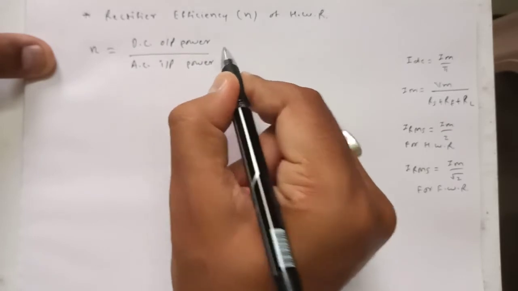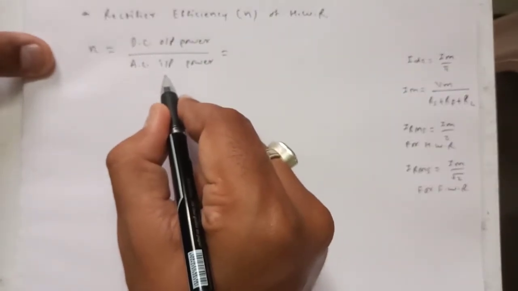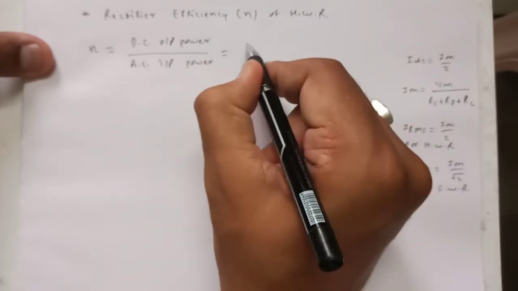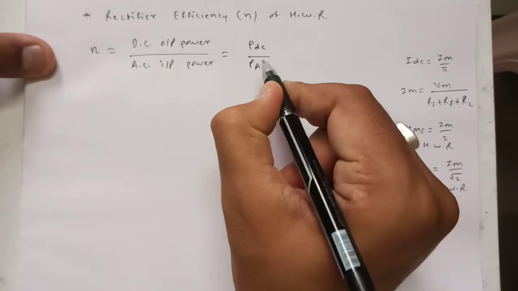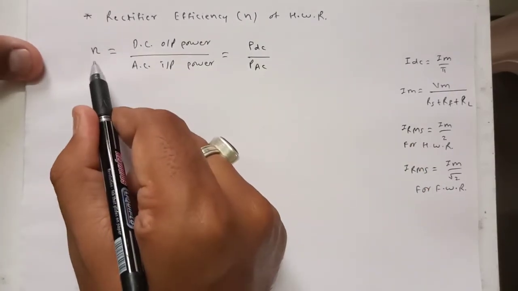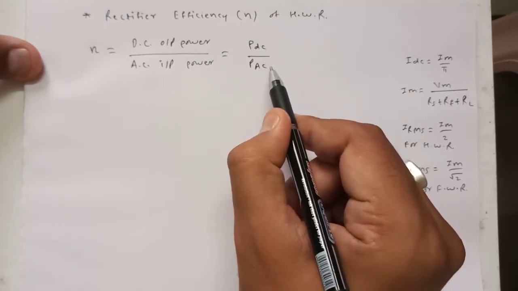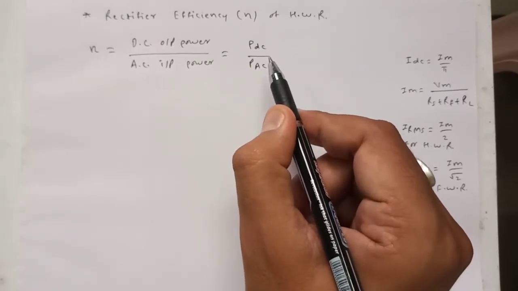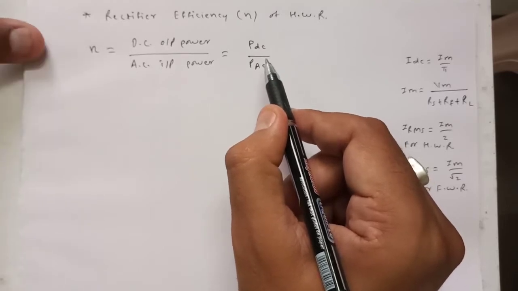As we are giving AC as an input and DC is the output, output by input is nothing but our efficiency. It is also given by PDC by PAC, right? So it means that in order to calculate the value of efficiency, we should get the equations of PDC and PAC, where PDC represents the DC output power and PAC represents the AC input power.